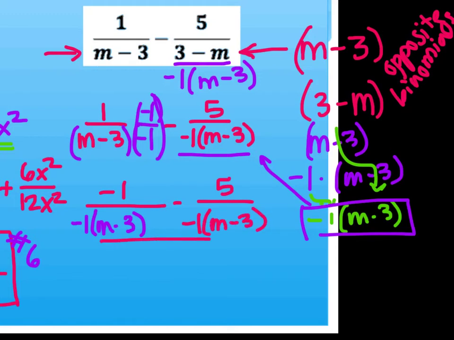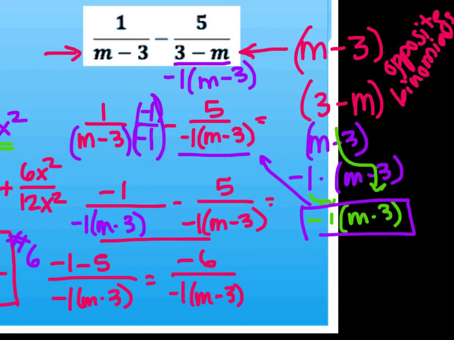We have a common denominator, so we can rewrite everything with that new denominator, and then we have negative 1 minus 5 as our numerator. Negative 1 minus 5 equals negative 6. We have negative 1 times m minus 3 on the bottom. So the next thing that we need to do is just simplify. The top and the bottom are both negative, so we can rewrite them as positive. The top is going to look like 6, and the bottom, 1 times m minus 3, is simply m minus 3. So there is our final answer.